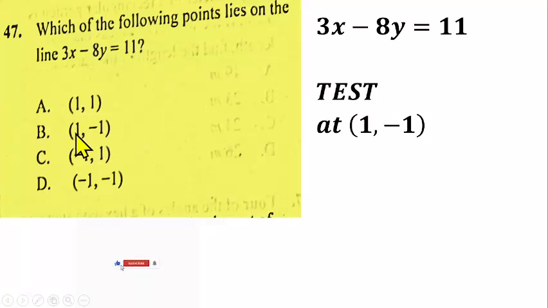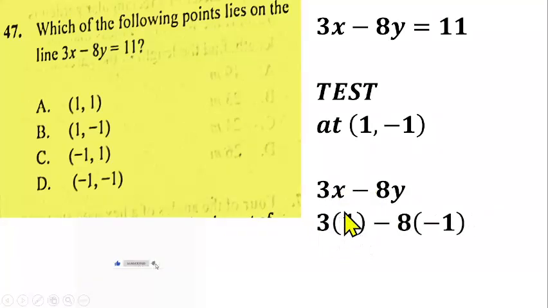If I test 1, minus 1, I have 3x minus 8y. I put my 1 here and minus 1 here. So I have 3 into 1 minus 8 into minus 1. That gives us 3 plus 8, which is 11. So it means that this point B lies on this straight line. If you try the others, none will lie on the line, they will not give you 11. So option B is the correct option for question number 47.